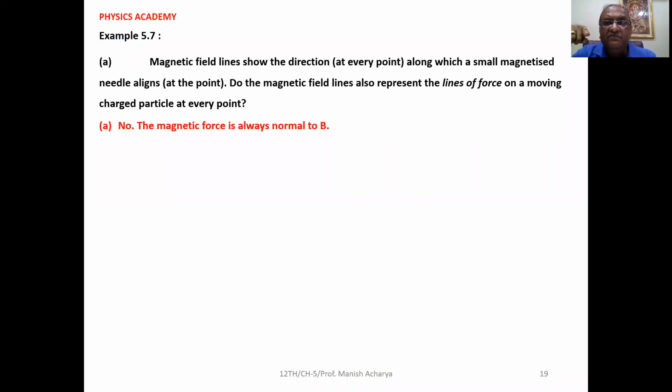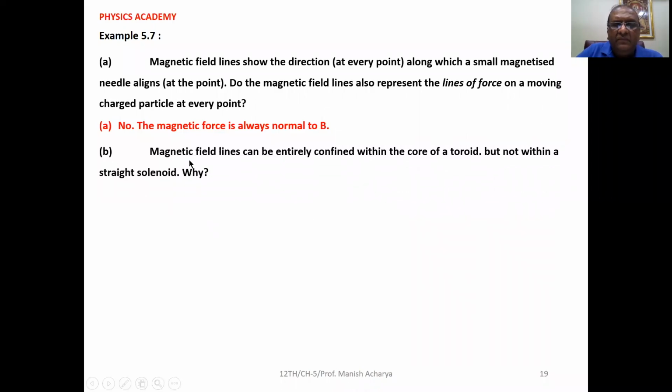But electric field lines we do represent as lines of force, because when any charge q is placed in an electric field, the force acting on it is qE, so the force is in the direction of the field. Therefore, you can represent it as a line of force also, but in a magnetic field it is not possible. Clear to all of you?